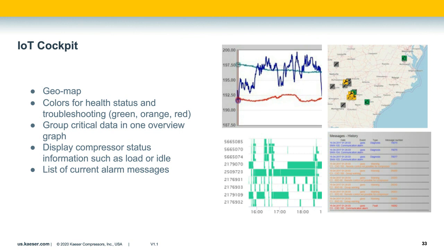And then list all current messages. So we see on the right-hand side, those are all color-coded. So, alarms are one color, warnings are one color, just communication messages might be another.